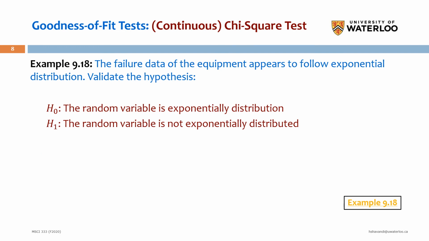So here we have another example, 9.18, for a continuous distribution, and it's an exponential distribution. Since it's again exponential, we have just one parameter, so s is 1, and alpha is 5% here. Again, I'll show the details of this example in Excel in our live session this week. Okay.